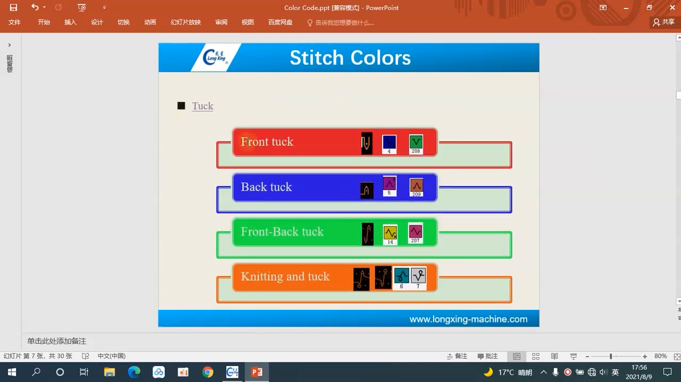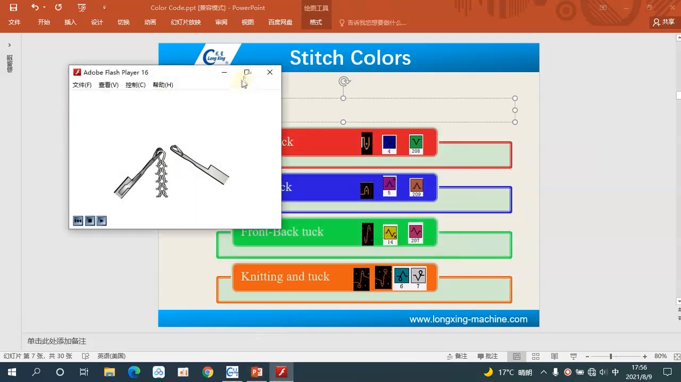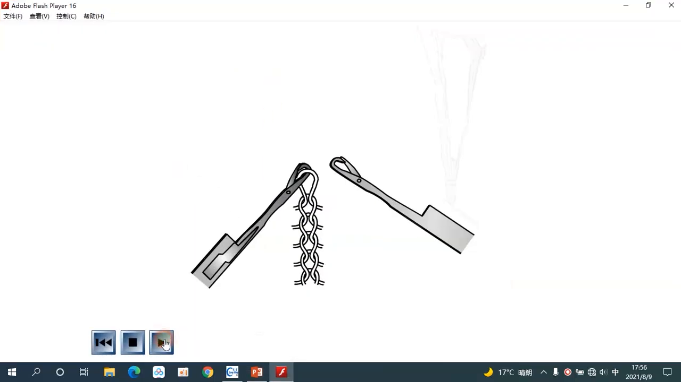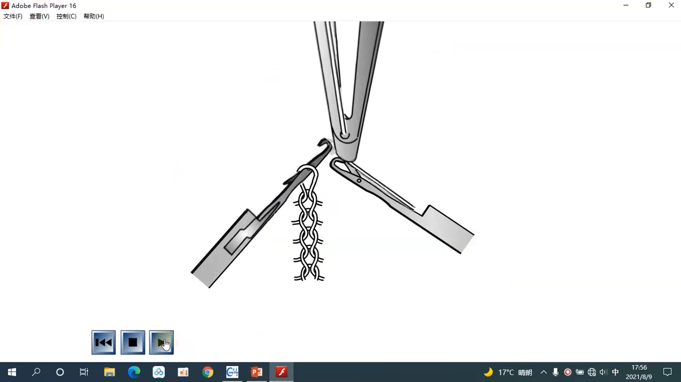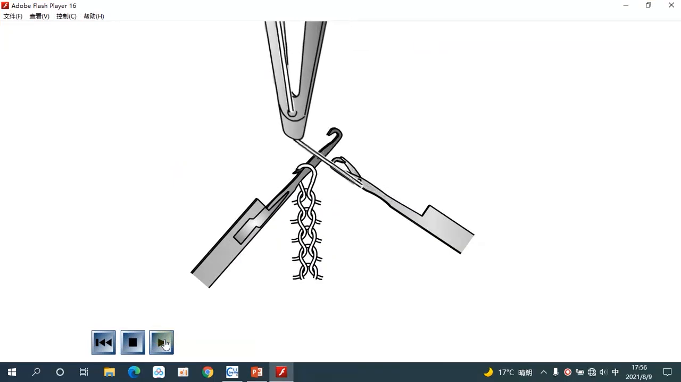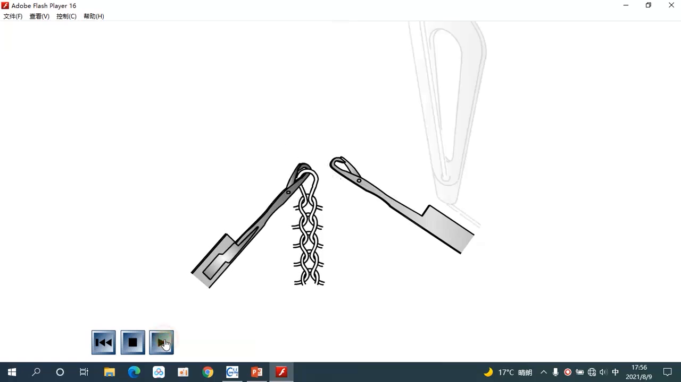Tuck. Tucks are divided into 4 types: front tuck, back tuck, front back tuck, and knitting and tuck. See the tuck animation. Needle rise. The old loop is not separated from the knitting needle during folding. The new loop is in the needle hook. See again.